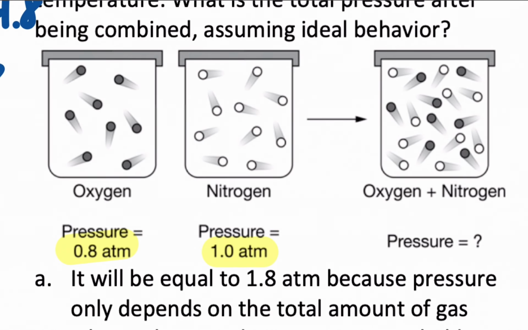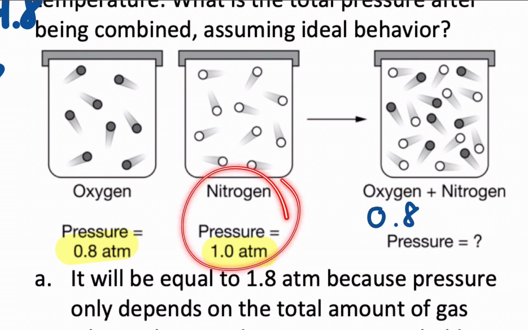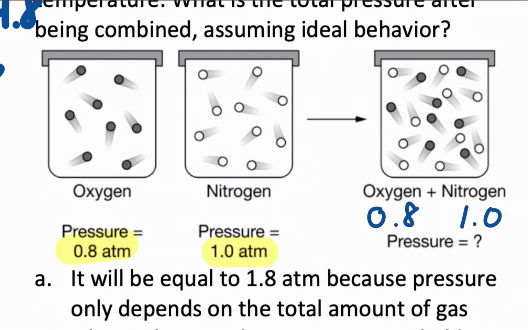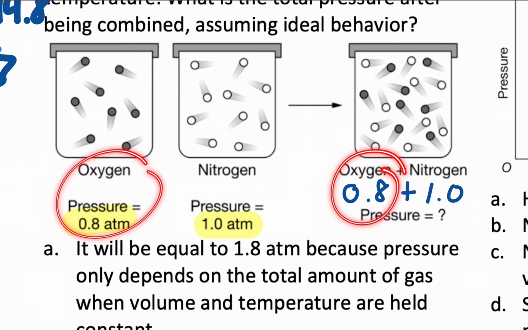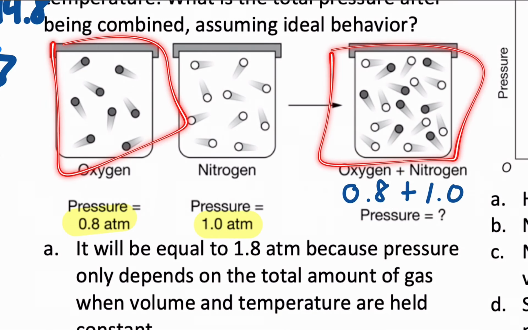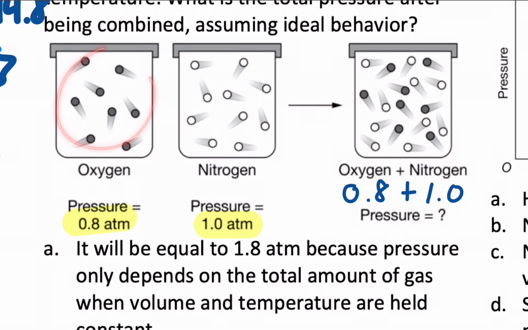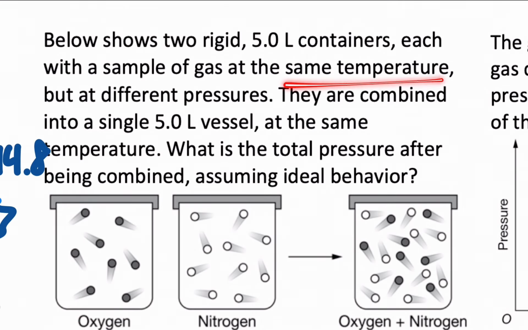Now, this is a great reminder of how gases are selfish. They occupy the whole volume in which they are contained, no matter who else is there. So the pressure of the oxygen in the new container is still 0.8 atmospheres. And the pressure of the nitrogen in the new container is still 1.0. We just have to add them together. The total pressure is the sum of the two, but the partial pressures are actually the same because the volume of the container is the same, the amount of particles is the same, and the temperature is the same.